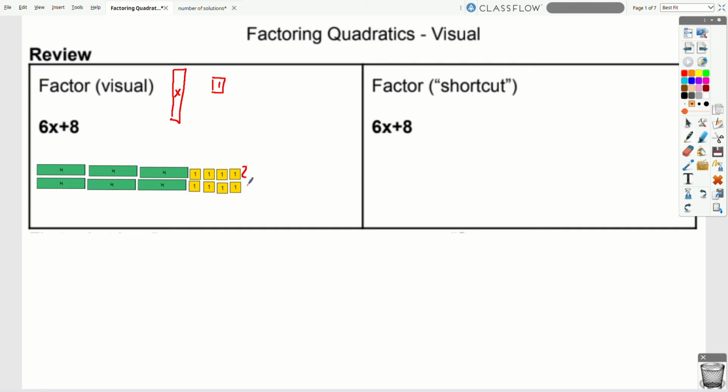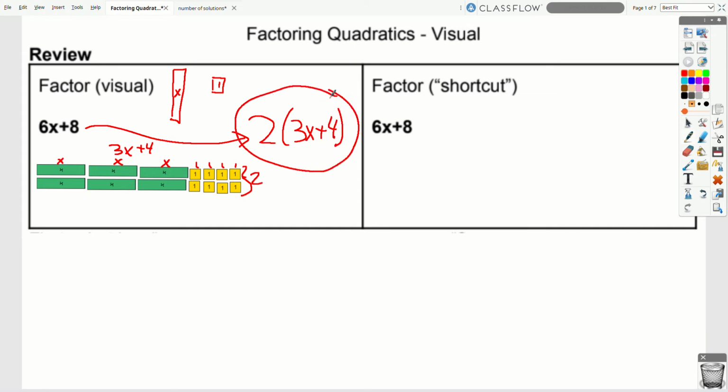The way that we did this was we found the base and height. This right here represents a height of 2, and then this width, this is x, this is x, this is x, this is 1, 2, 3, 4. This was 3x plus 4. So 6x plus 8 factored to 2 times 3x plus 4.